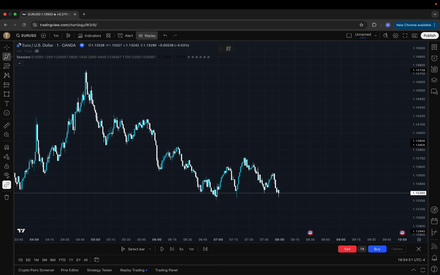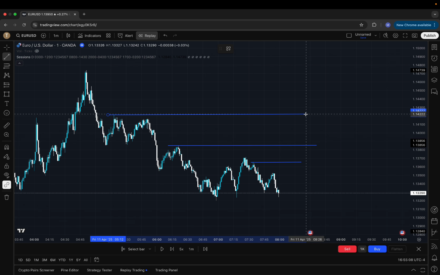So the first thing we're going to do is mark out some highs. So this is one of the recent highs. We can see right here. We can see another recent high right here. And we can see more recent highs around here.